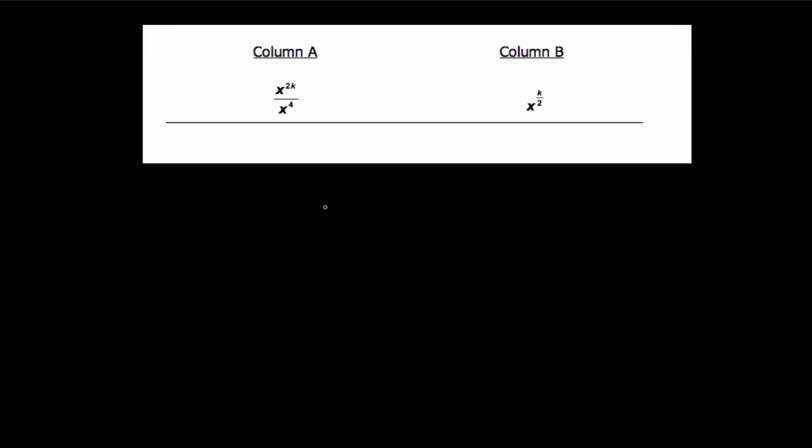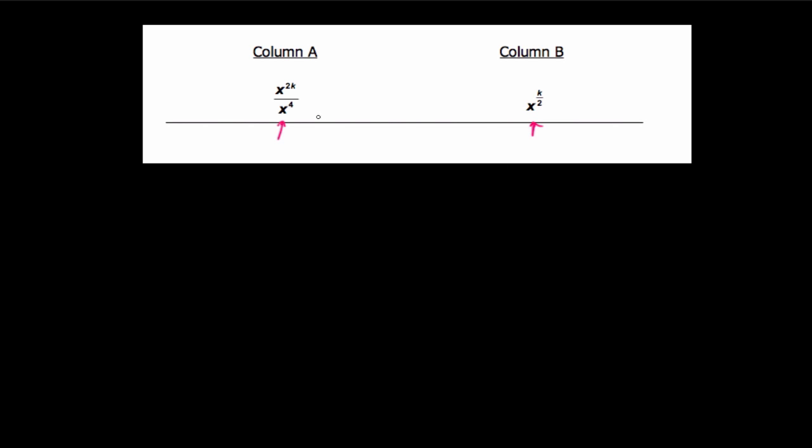Okay, this is a comparing problem like we did in some videos past. Now this problem here says you're given two quantities, quantity A and then quantity B. So the quantity you have in column A is x to the power 2k divided by x to the power 4, and then the quantity you have in column B is x to the power k all over 2.